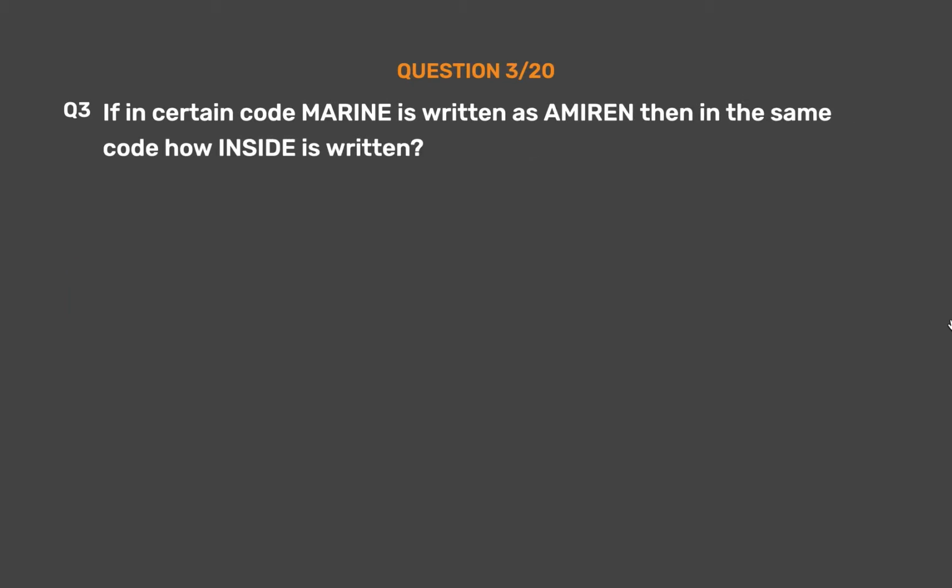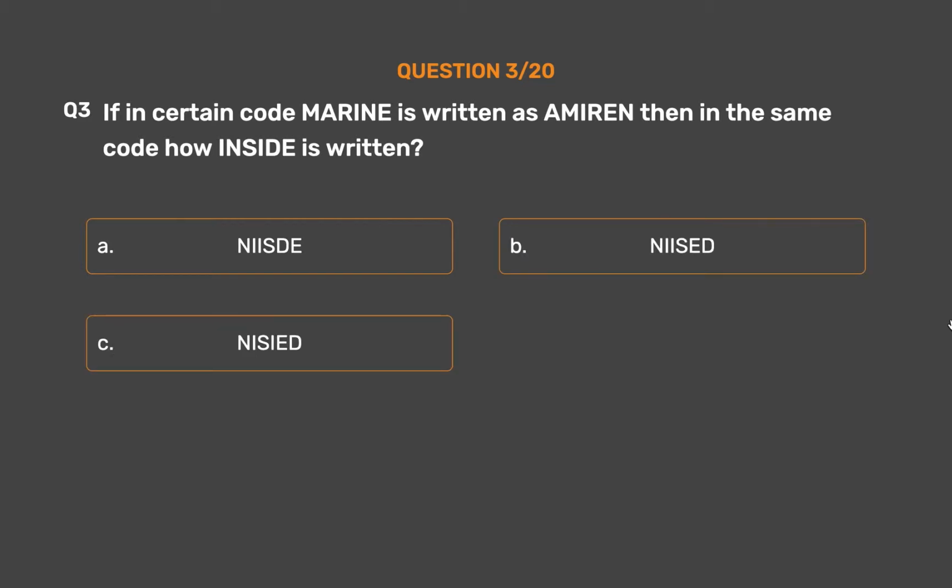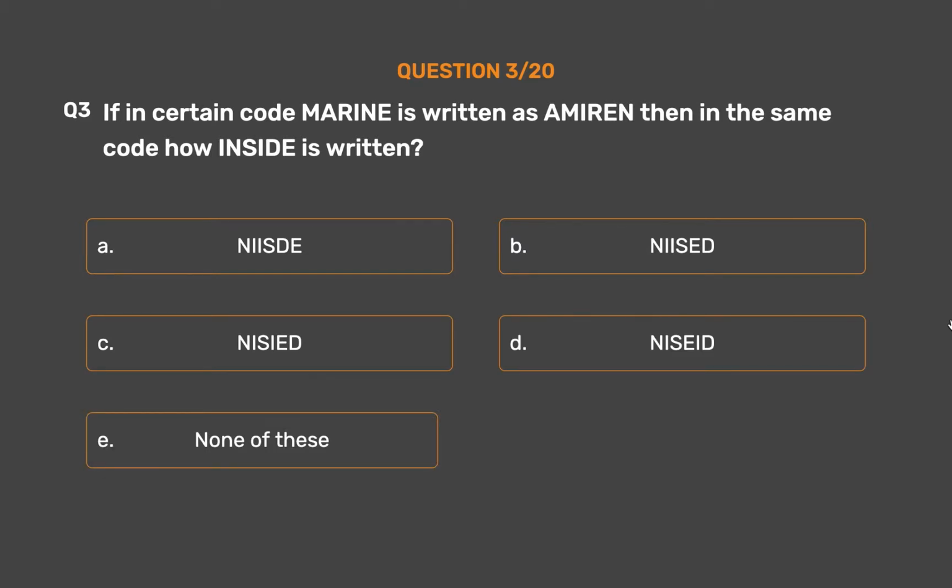Question number 3. If in a certain code marine is written as Amirane, then in the same code how inside is written? Option A. Nisde. Option B. Niaized. Option C. Nizid. Option D. Nisaid. Option E. None of these.